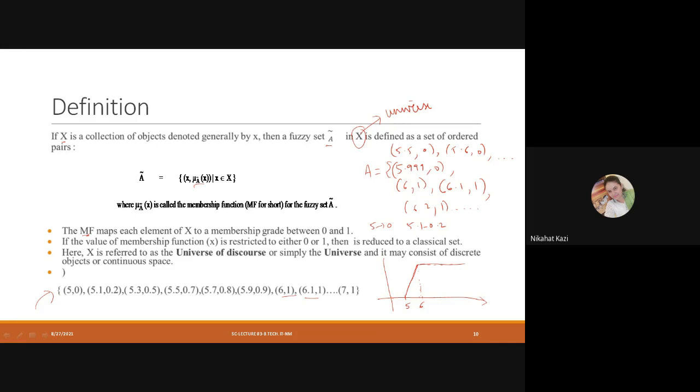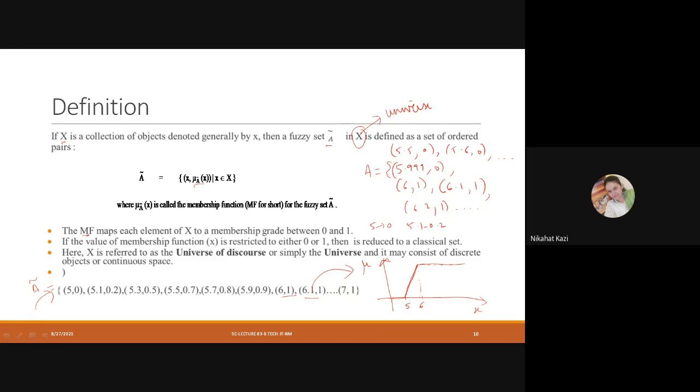So I am representing this membership function graphically. It looks like this. This is the height, x. This is the membership, mu, the membership function. And this is my fuzzy set.